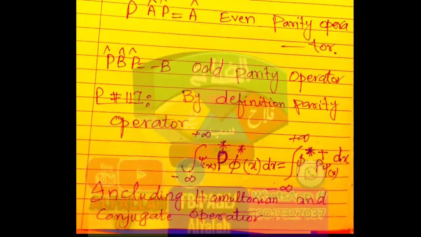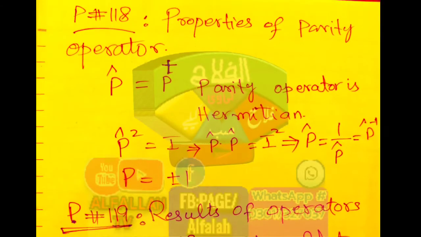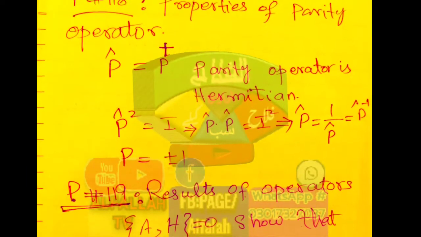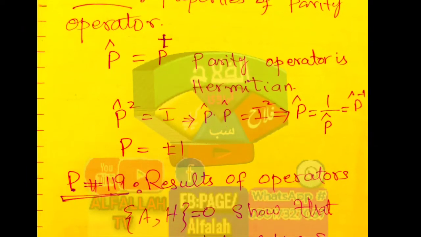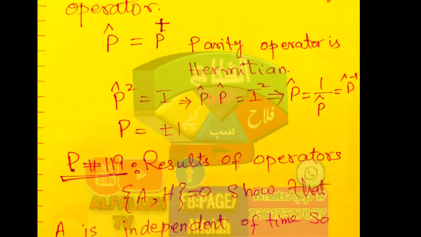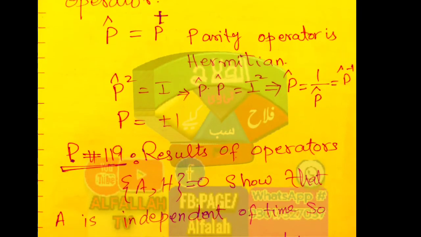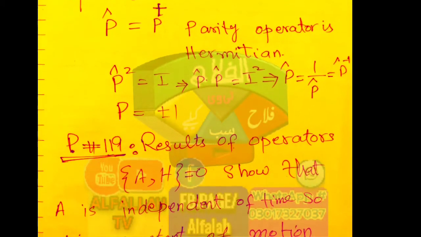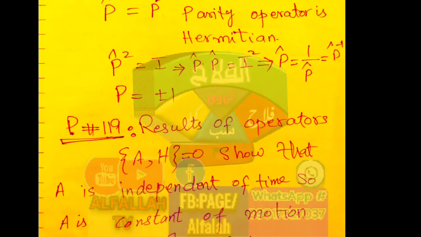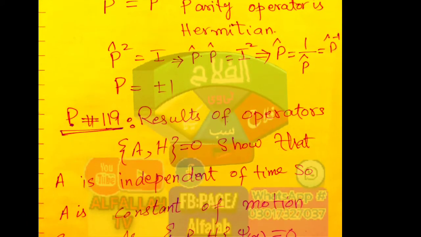These equations are. Point number 118, properties of the parity operator: P hat is equal to P transformed, the parity operator is Hermitian. P square is equal to I, it implies that P hat dot P hat is equal to I, it implies that P hat is equal to 1 over P hat is equal to P inverse, as P's eigenvalue is plus or minus 1.